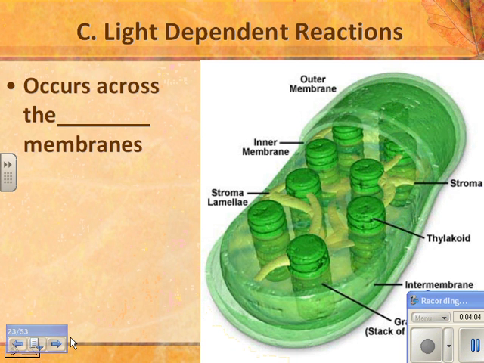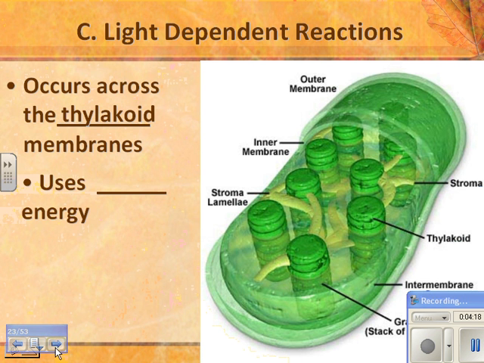So it occurs across these membranes, which are called lipid bilayers. Well, oh, sorry. Thylakoids. Thylakoid membranes. Wasn't sure what you wanted me to say. They are made out of lipid bilayers, but with chlorophyll in them. And they use what kind of energy? Light energy. Light energy. Good.